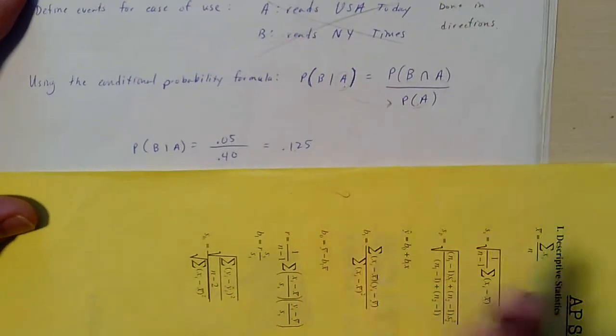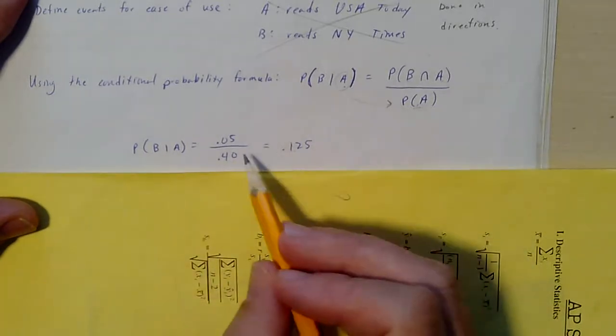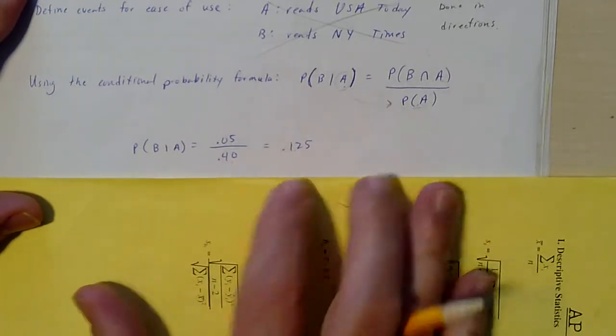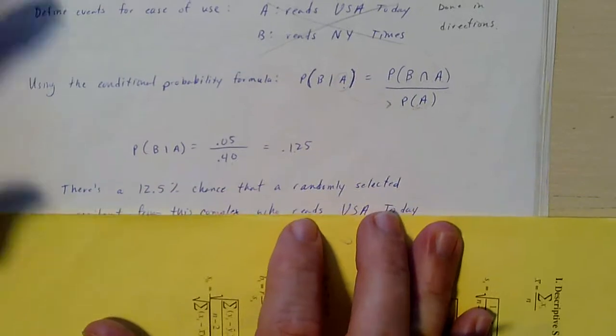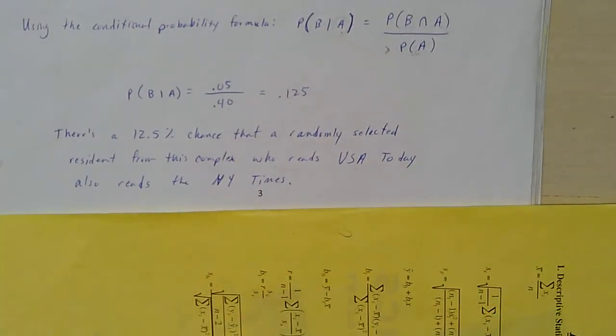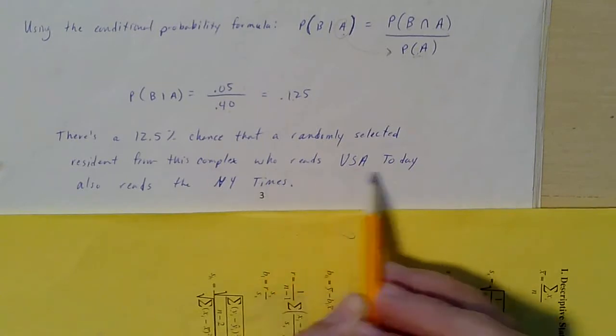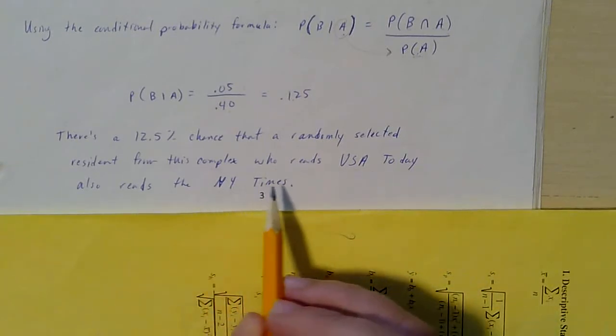Okay. So like I said, you can't always grab it from a table. Sometimes we got to rely on that formula, and here you go. So once we divide that, we get 0.125. What did we just find? So interpreting this, there it is. There's a 12.5% chance that a randomly selected resident from this complex who reads USA Today, or you could say given if you wanted to, also reads the New York Times. Okay.